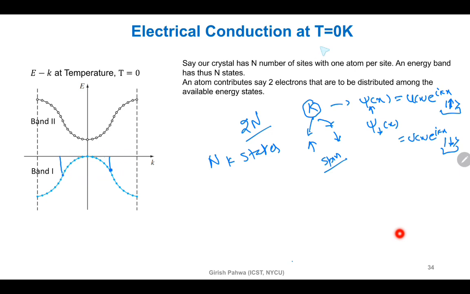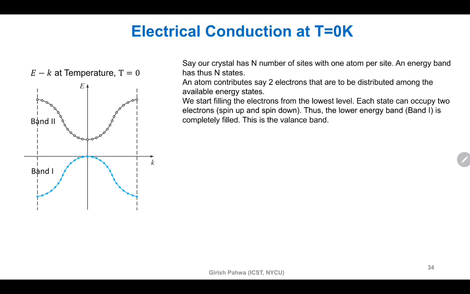The highest filled band at T equal to 0 temperature is called the valence band. This is the valence band. And the band which is just next to the valence band, which is empty at T equal to 0, is called the conduction band. Why it is called the conduction band will become clear.